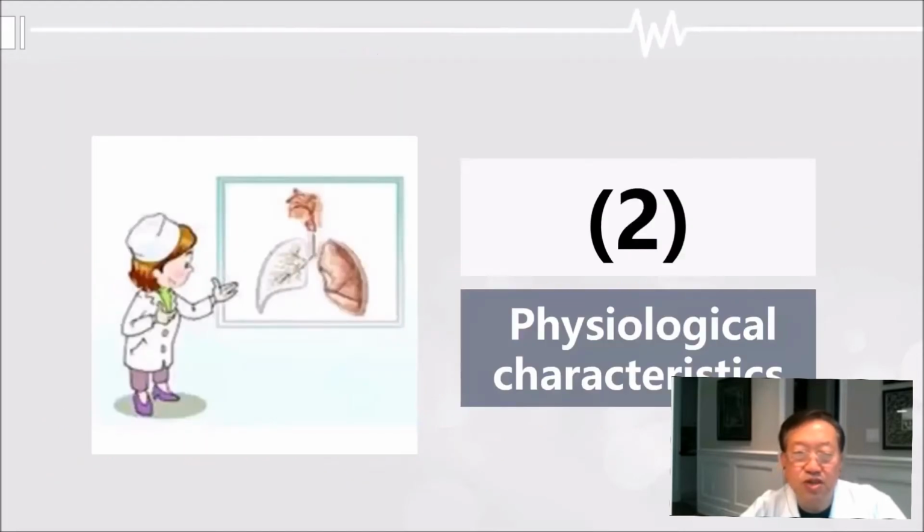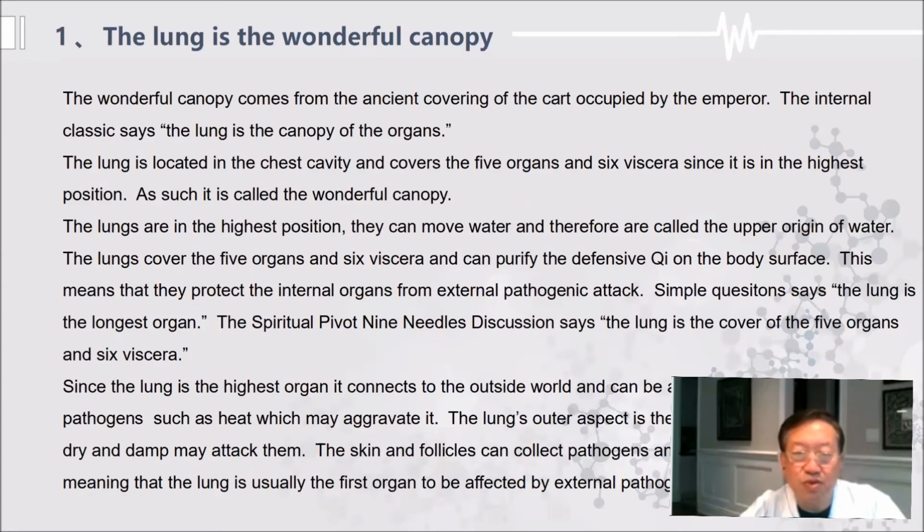2. Physiological characteristics. The lung is the wonderful canopy. The wonderful canopy comes from the ancient covering of a cart occupied by the emperor. The Internal Classic says, the lung is the canopy of the organs. The lung is located in the chest cavity and covers the 5 organs and 6 viscera, since it's the highest position. That's why it's called the wonderful canopy. The lungs are in the highest position. They can move water and therefore are called the upper origin of water. The lungs cover the 5 organs and 6 viscera and can purify the defensive qi on the body's surface. This means that they protect the internal organs from external pathogenic attack.